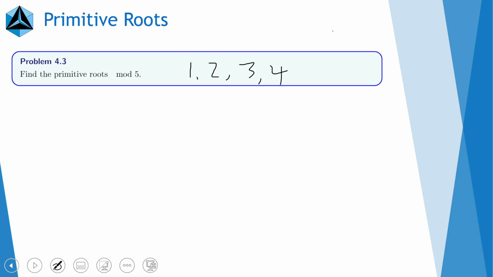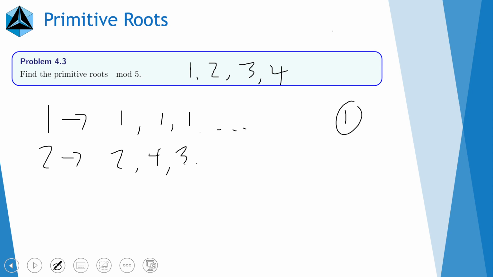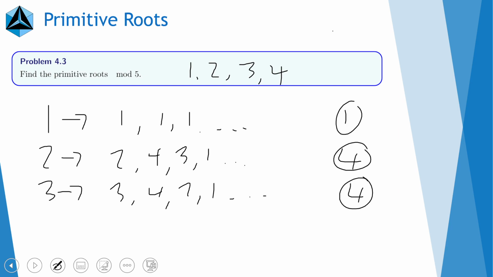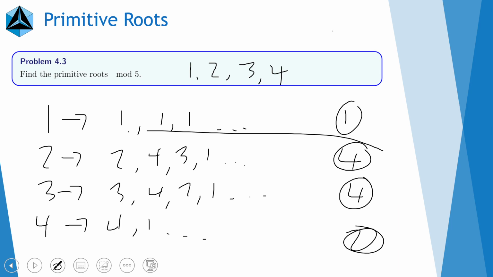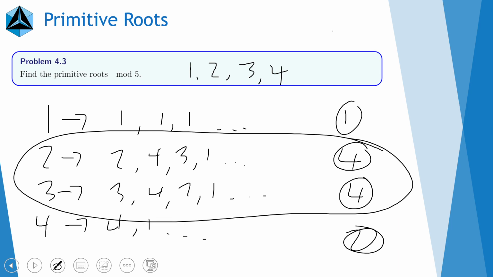We'll just list; this is a routine exercise. The powers of 1 are just 1, 1, 1, etc., so the order is 1. 2 becomes 2, 4, 3, 1, which gives order 4. 3 gives 3, 4, 2, 1, which gives order 4. And 4 gives 4, 1, which means the order is 2. So we get that 2 and 3 are the two primitive roots of 5.